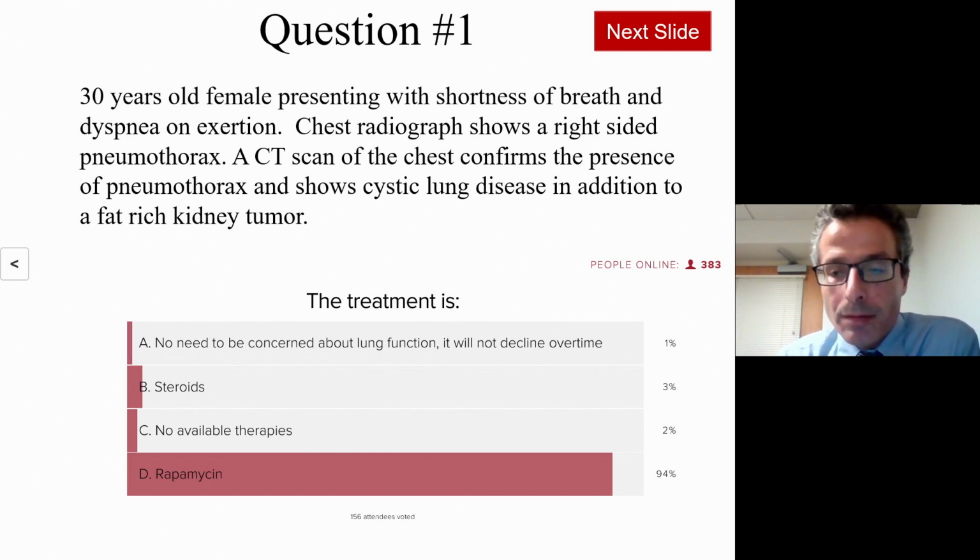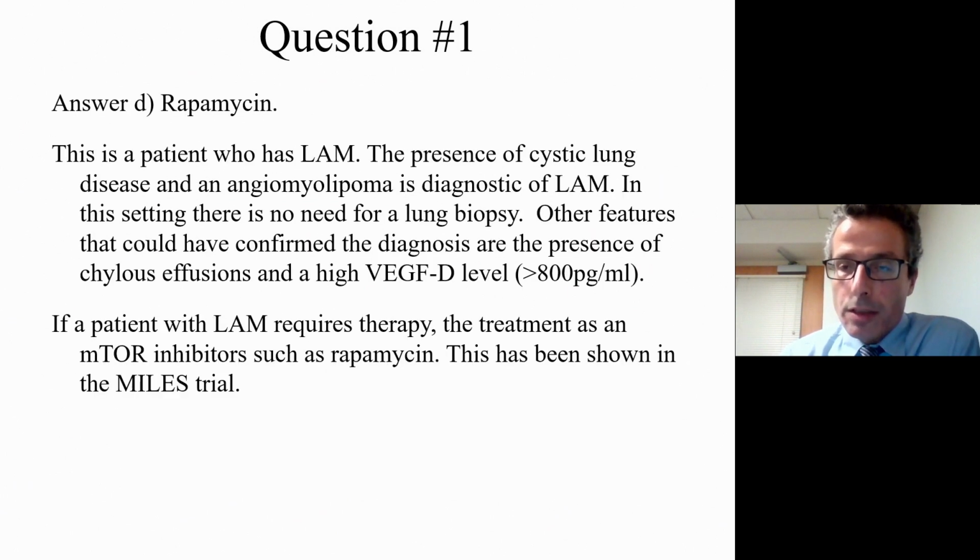With little or no effect. No available therapy is actually an answer for BHD as well. There's really no therapy for Birt-Hogg-Dubé other than taking care of the underlying kidney cancer if present. And rapamycin or mTOR inhibitors is the treatment for lymphangioleiomyomatosis, or LAM.